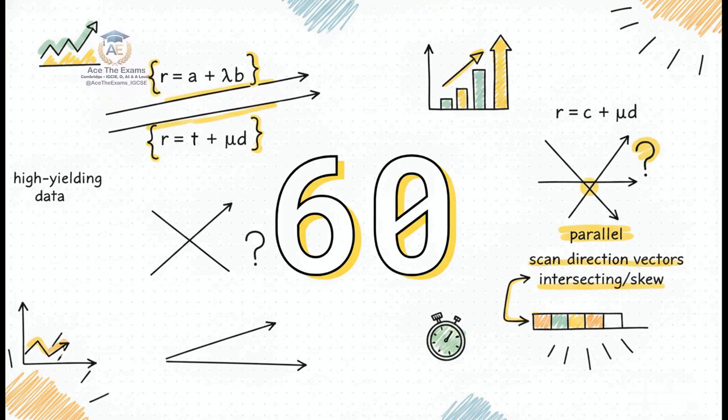A submarine path is given by one vector line, and a torpedo path is given by another. You need to extract the highest yielding core trend from this data before time runs out. What is the very first thing your eyes should check? Are you extracting the position vectors? No, stop, that's a trap. You should be immediately scanning the direction vectors.